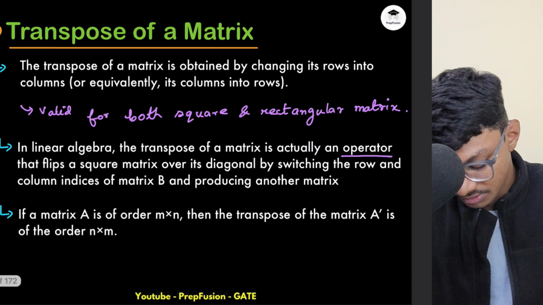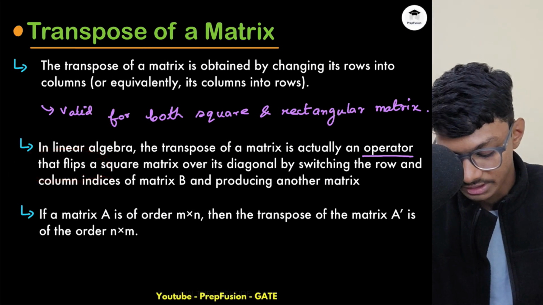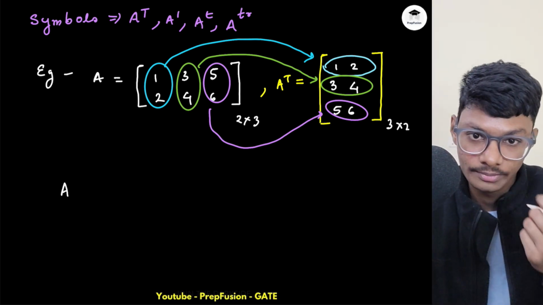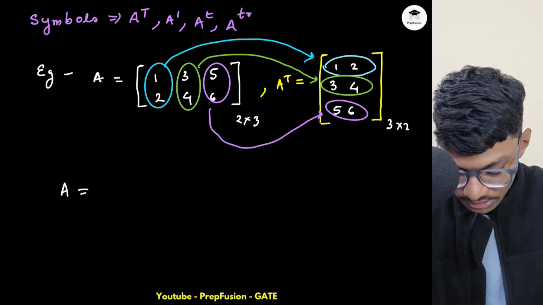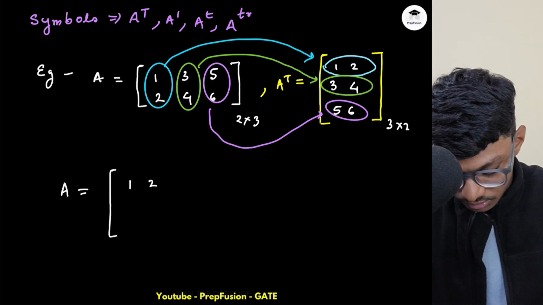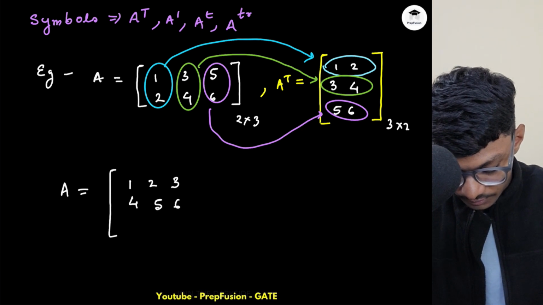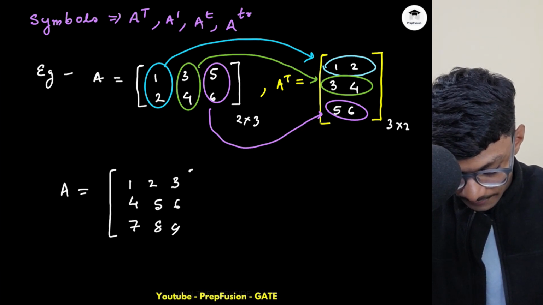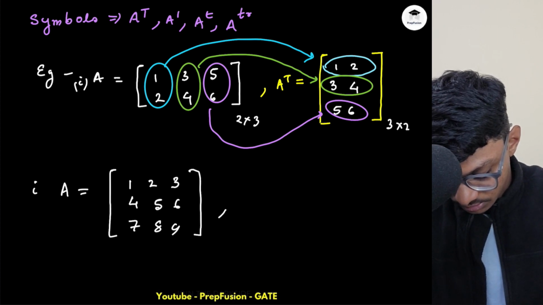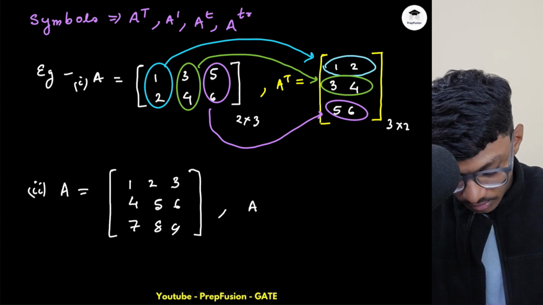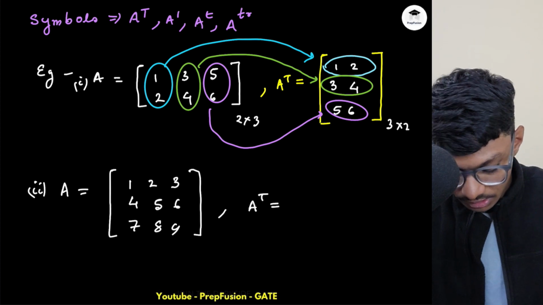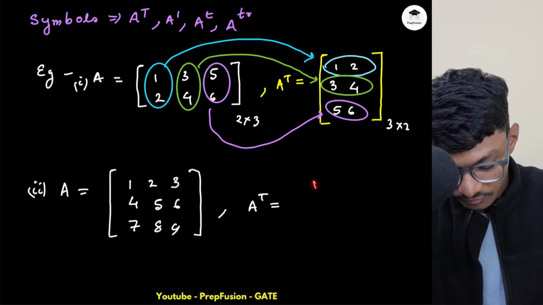Now what about this point, where it talks about flipping the square matrix over its diagonal elements? Let's take a square matrix, since obviously we can't talk about diagonal elements for a non-square matrix. So let's take 1 2 3 4 5 6 7 8 9. This is the second example. What will be my A transpose now?